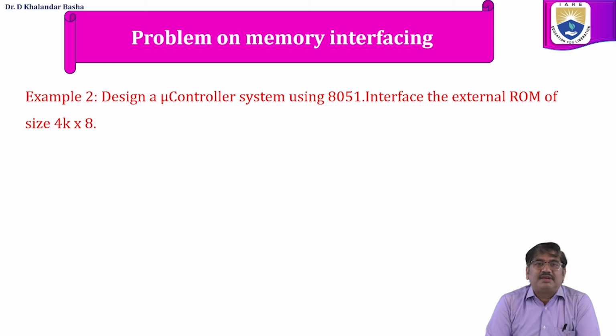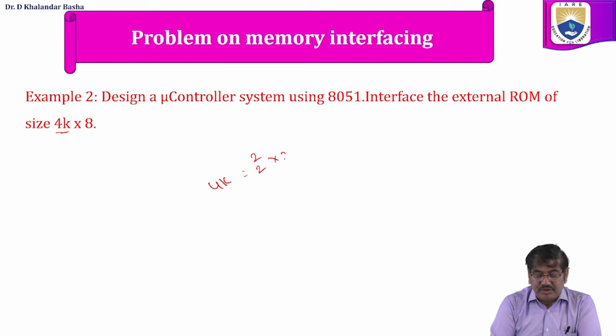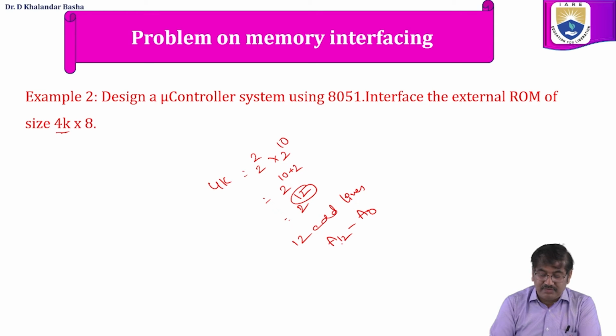Next, we will see the second example, where we are going to design a microcontroller system using 8051. Here we are going to interface an external ROM of 4K by 8. So here the memory size is only 4K. 4K we can write as 2 to the power of 2 into 2 to the power of 10, which is 2 to the power of 12. So 12 address lines are required for accessing any one of the memory locations, that will be A0 to A11.